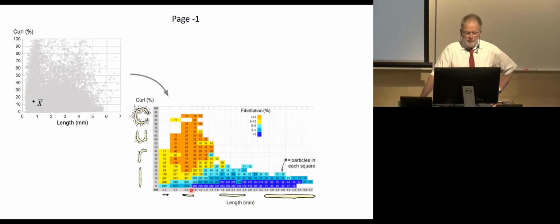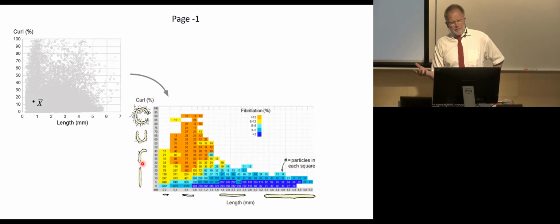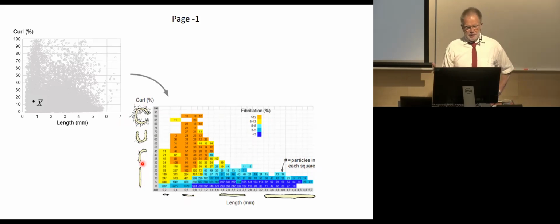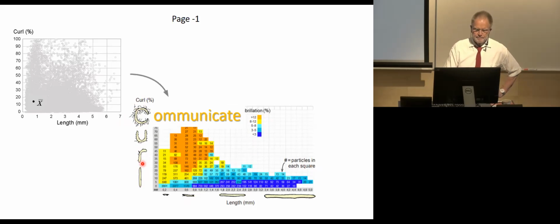And you can also see that the most curled particles, you can have a heat temperature map on top of this. They are very fibrillated. So you see here we have a symbol of the particles here, the most curled particles. They are really fibrillated, and these very straight particles, they are not fibrillated. So to summarize, go beyond averages. There is so much information to be extracted, and then we can hopefully communicate.